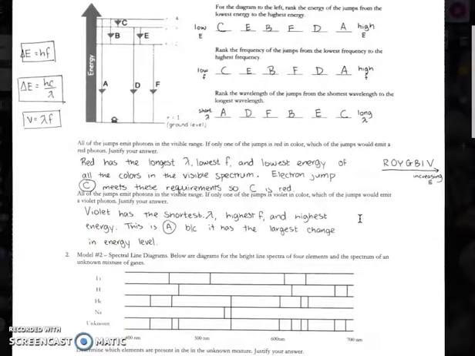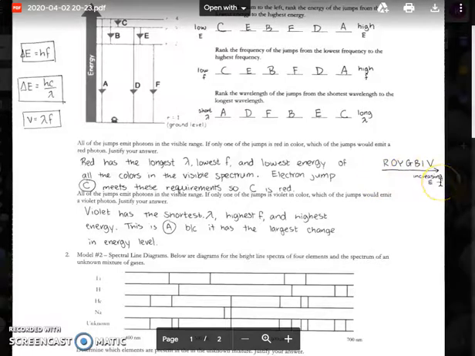Now, a bit of logic and a bit of colors that you're going to have to know. You are responsible for knowing the 7 sections of the electromagnetic spectrum in order from low energy to high energy. But that also means you should know the visible spectrum, ROY G. BIV, from low energy to high energy. If one of the jumps is red, that must be the lowest energy one, and the lowest energy was C. Violet was the highest energy one, so that must be A.